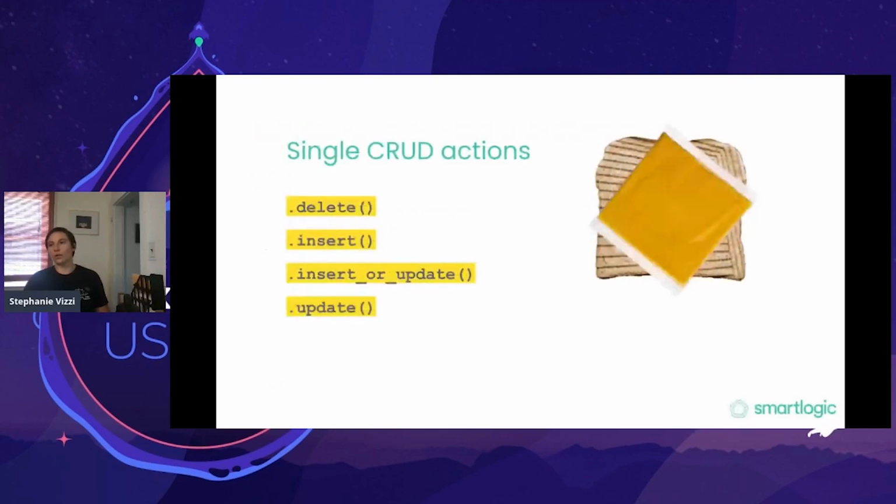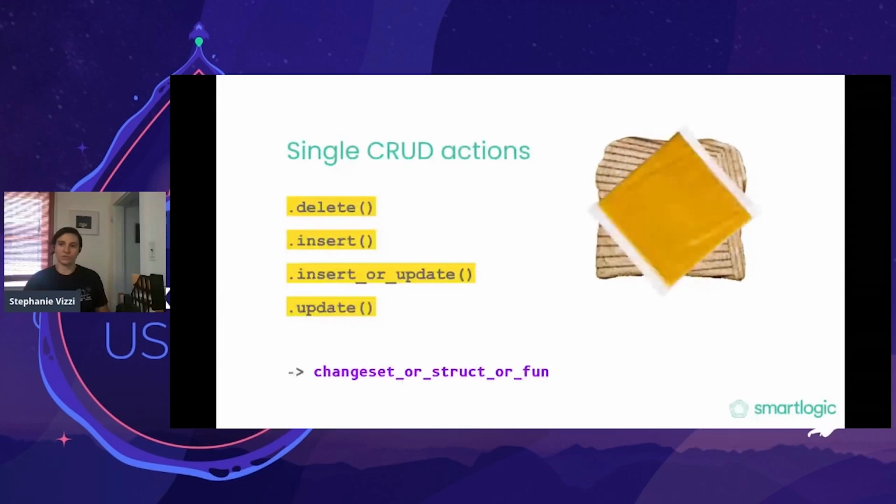Let's look at these single CRUD ones. As I said, that third argument follows a similar pattern. We can look at what that might be, which is changeset, struct, or function. And we can look at these individually.